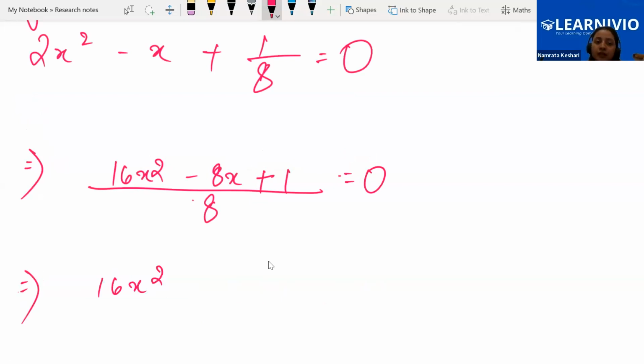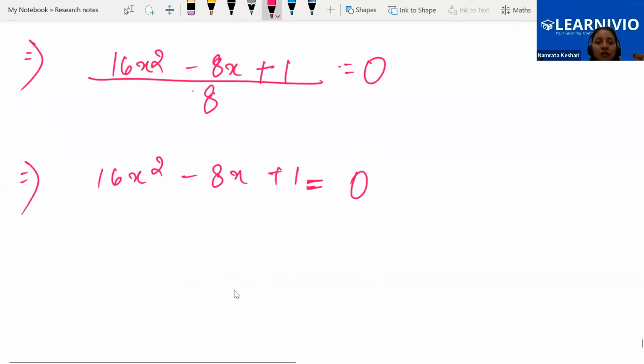16x square minus 8x, then you take plus 8 on the other side, and you can cancel 8 because it will be 0. 0 into 8 is just 0, because anything multiplied by 0 is 0. And then from here we can do the normal calculation. We can split the middle term.